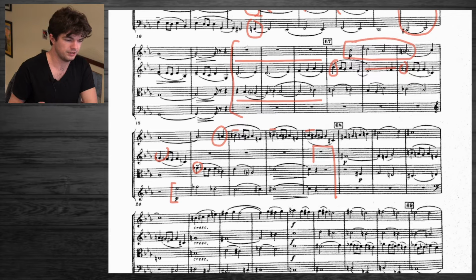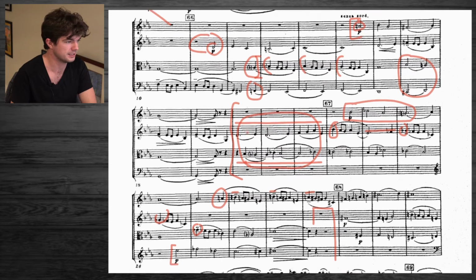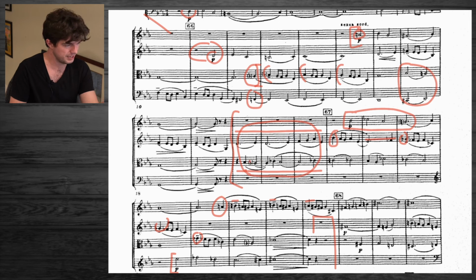This changing in textural thickness is one of the main tools that Shostakovich is using to pace the music. We had a similar thing previously right before 67 right here, which I'm gonna circle again so we can just have so many things on top of it. You know, the second violin and viola are just kind of hanging out together.